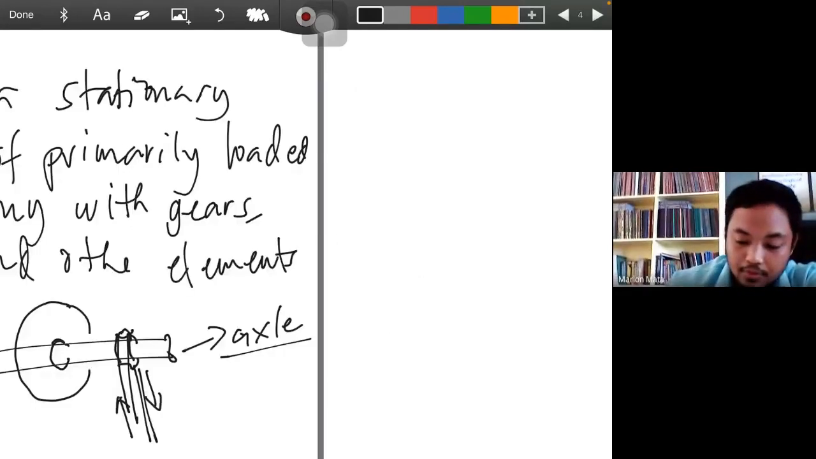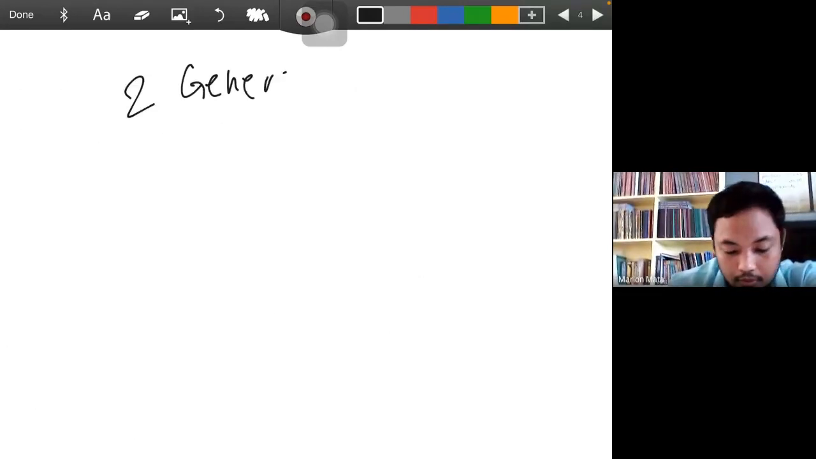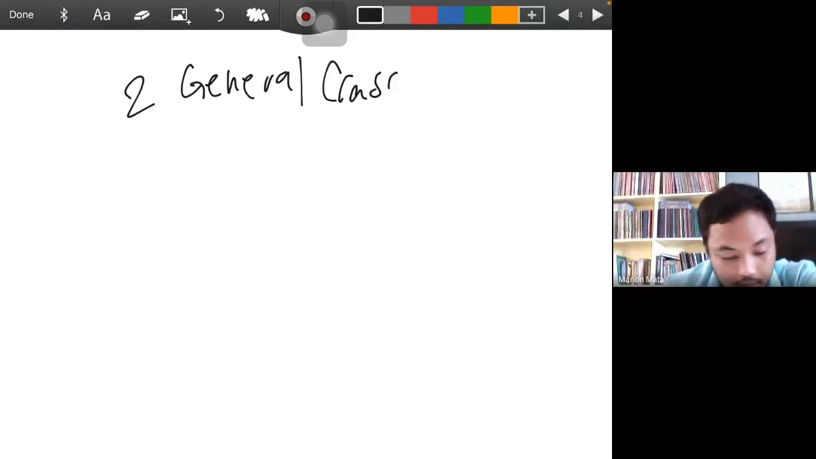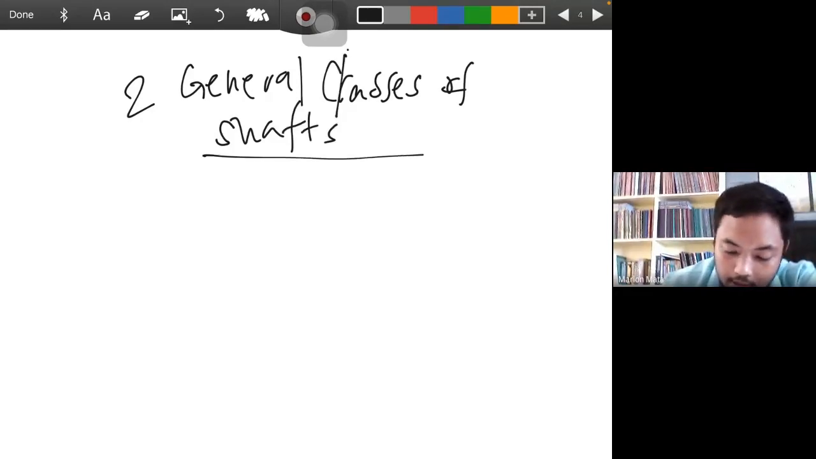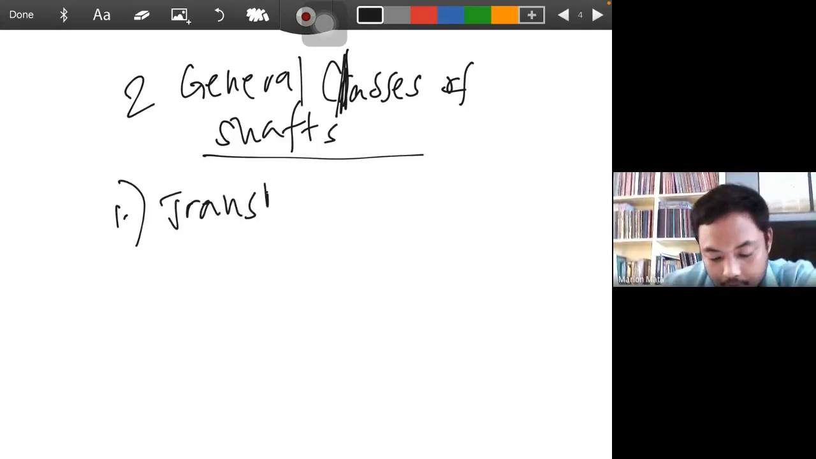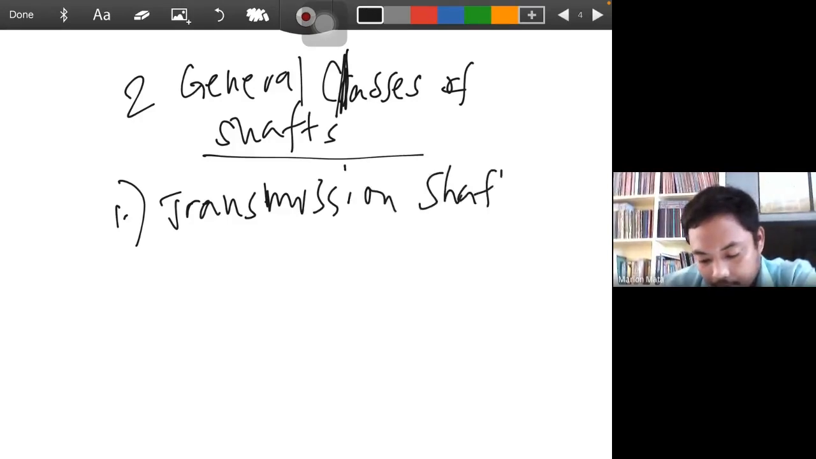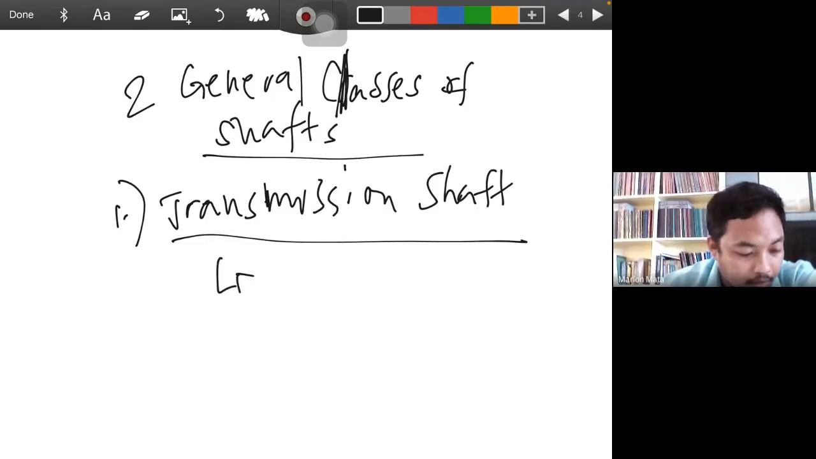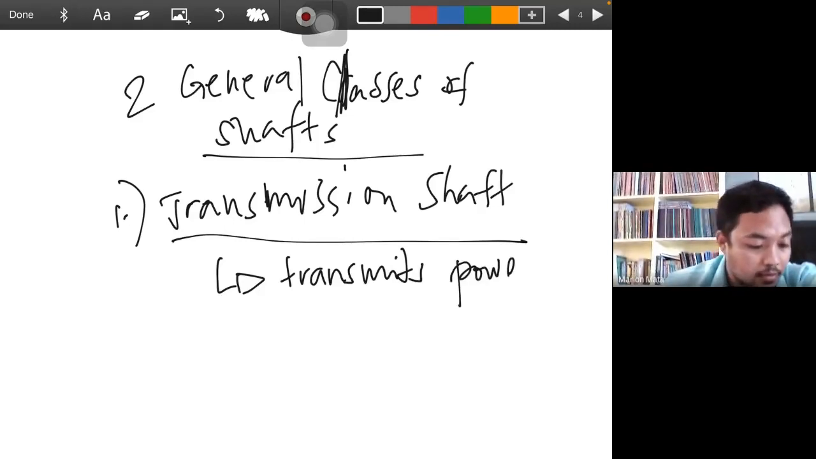Then we have two general classes of shafts. So there are two general classes of shafts. First is the transmission shaft. Transmission shaft is a shaft that transmits power. Okay.